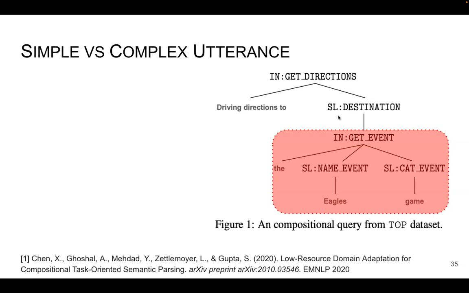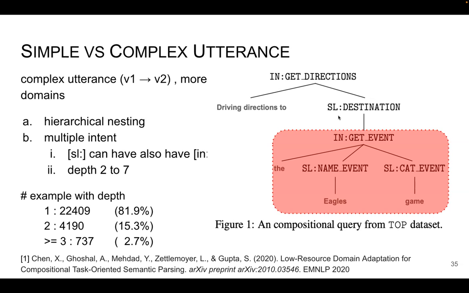So complex utterances have more intents, a hierarchical intent structure. So there is hierarchical nesting. In TOP V2, we actually look at this complex structure. This was not present in the TOP dataset, but version 2 has those. Around 15% have up to 2 levels, like 2 intents, and more than 3 intents for 2.7%. So roughly 18 to 19% of the data has depth 2 to 7.